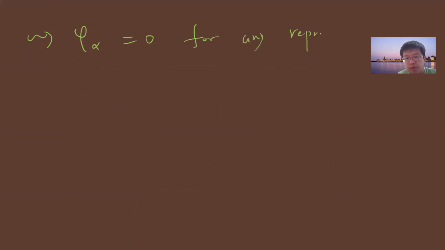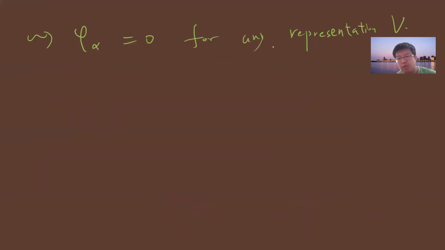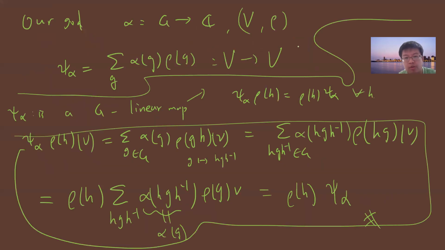Okay, so this shows that phi alpha is 0 for any representation V, right? Since it's orthogonal to all the small irreducible ones, if you bypass all the irreducible ones, then sure you bypass all the representations. Okay, so now we need to show what? Our final goal is to show what? We need to prove that the identity is 0, right?